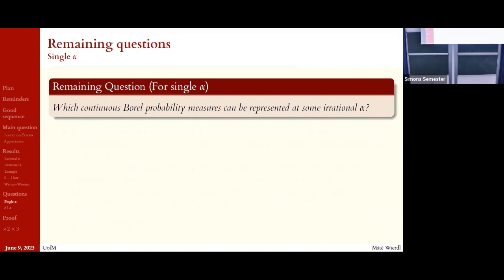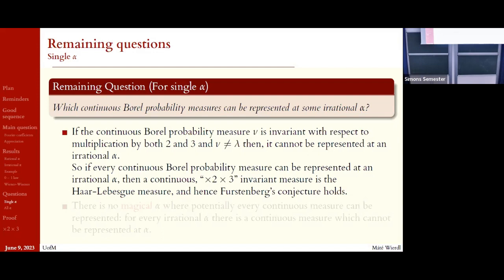I am already there. So which continuous Borel probability measures can be represented at some irrational alpha? That's the remaining question, right? And so we have some answers, but clearly we don't have all the answers. Let me say this. If the continuous Borel probability measure ν is invariant with respect to multiplication by both 2 and 3, and μ is not the Lebesgue measure, then it cannot be represented at any rational alpha.